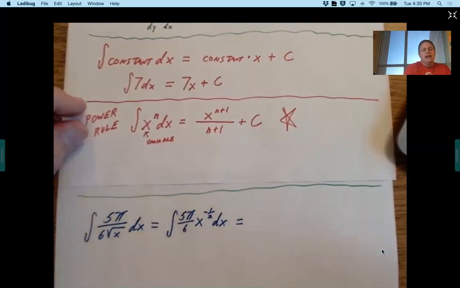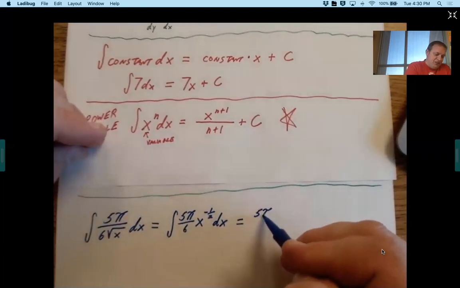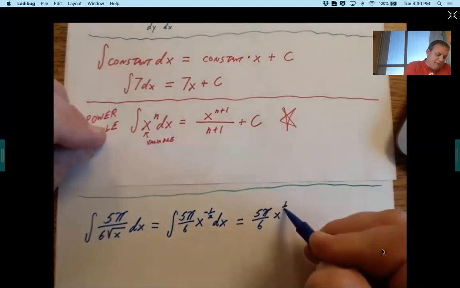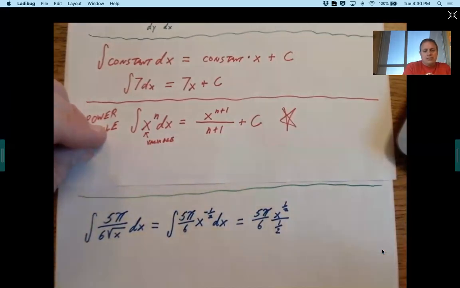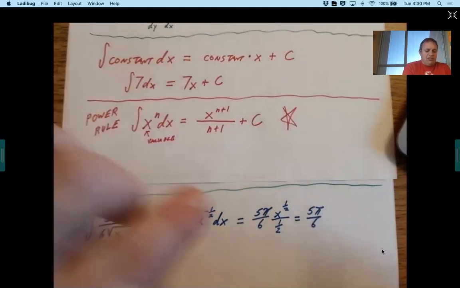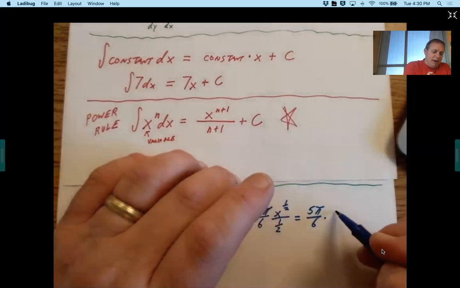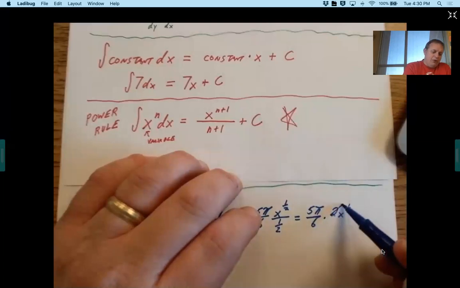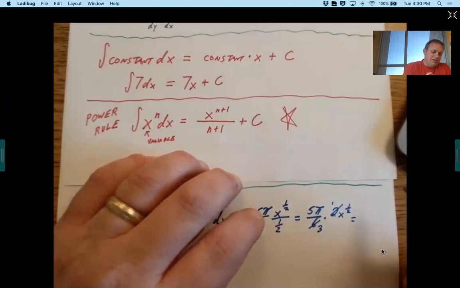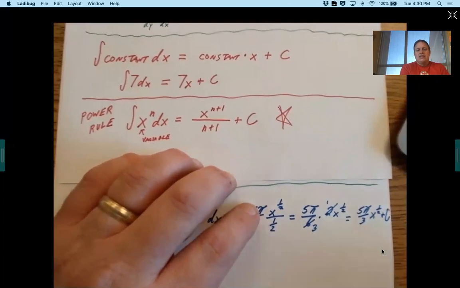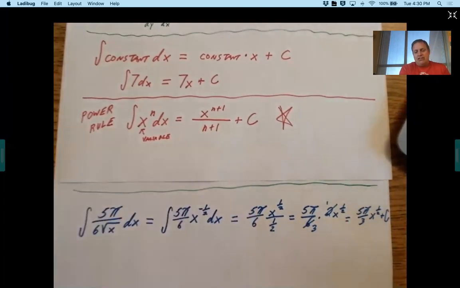So now I can go and use my power rule. So 5 pi over 6, you're still good. You're just going to come along. I'm going to add 1 to negative 1/2. That's going to make it a 1/2. I'm going to divide by that new power. So 5 pi over 6, still hanging out, being groovy. The second part, when we divide by a 1/2, that's the same as multiplying by 2. Gets us to there. And this 2 will go into this 6 3 times. Simplified, 5 pi over 3, x to the 1/2, plus c, constant. Cookie on Sesame Street.